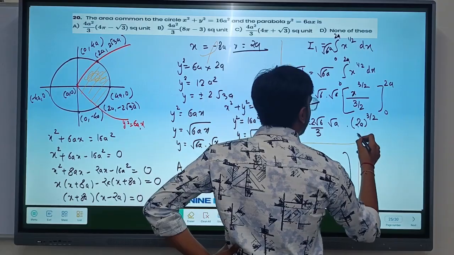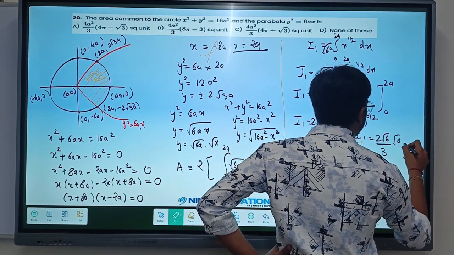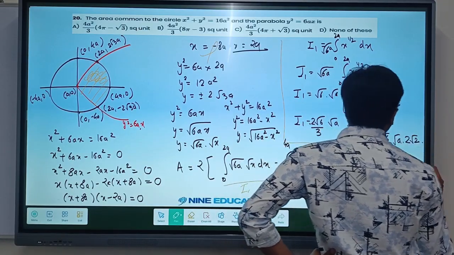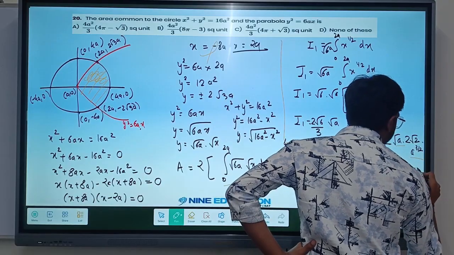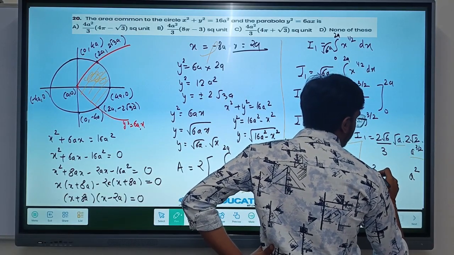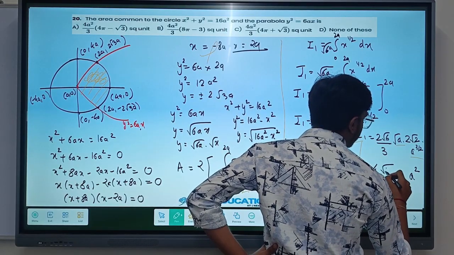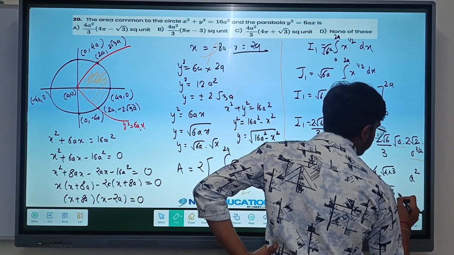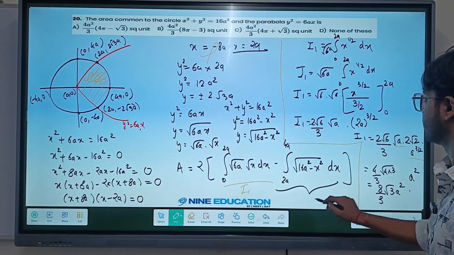So we'll get I1 as 2 root 6 divided by 3 into root a into 2 power 3 by 2, which is 2 root 2, and this will be a power 3 by 2. A power 3 by 2 into root a is a square. Root 6 into root 2 is root 12, and 2 into 2 is 4. So 4 by 3 into root 12, that is root 4 into 3. So I can write it as 8 by 3 root 3 a square. This is I1. What is I2? This whole thing is I2.